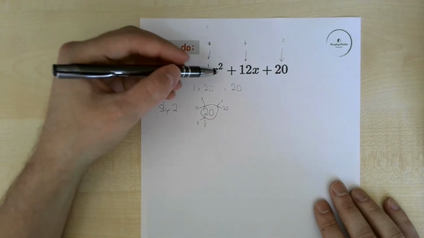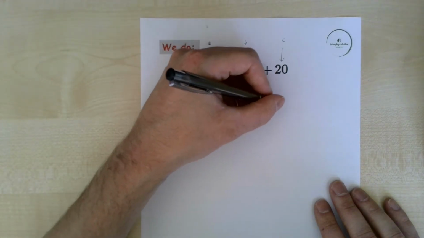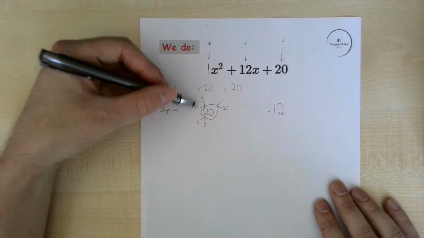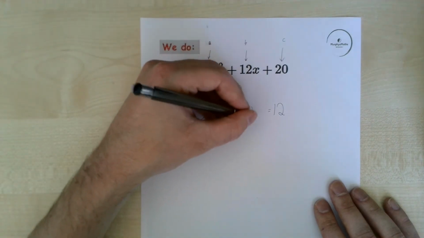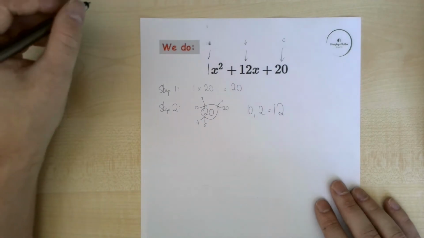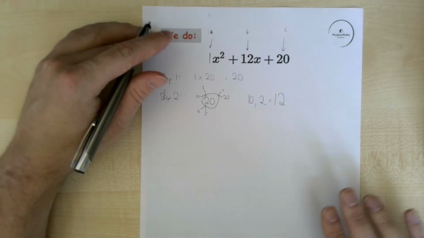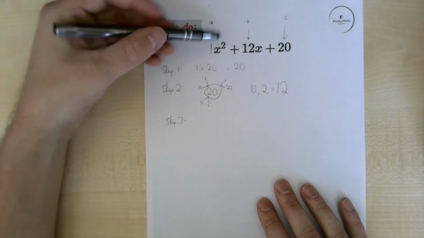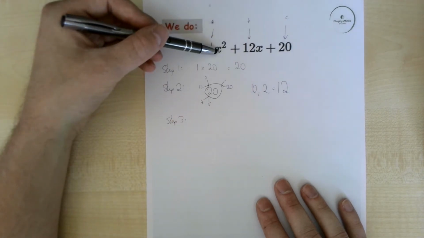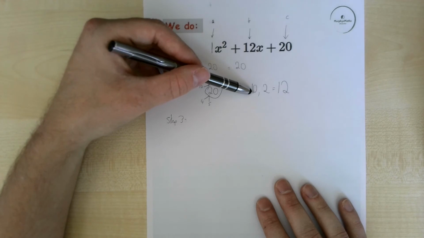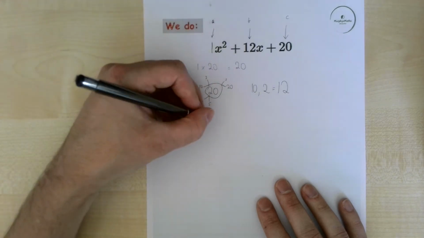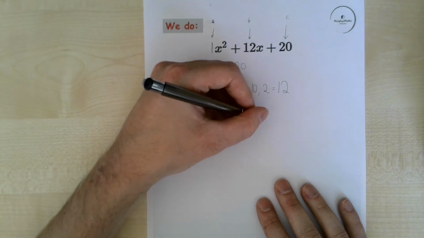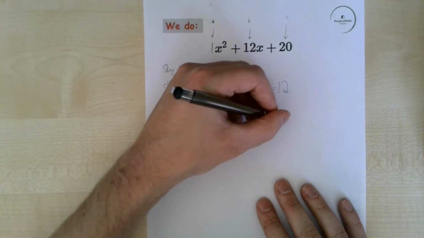So they need to add to give the b term, which is 12. So I'm looking at 10 and 2 would give me that 12. So I'm going to use the 10 and the 2. So step 3 is to rewrite this expression now as a 10 and a 2 instead of the 12x. So x squared plus 10x plus 2x plus 20.